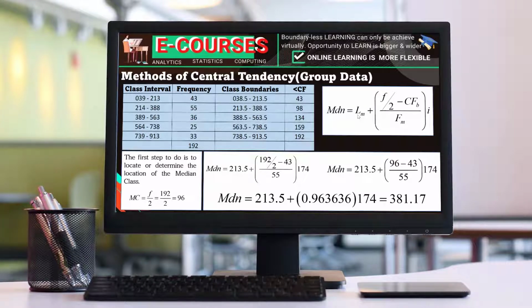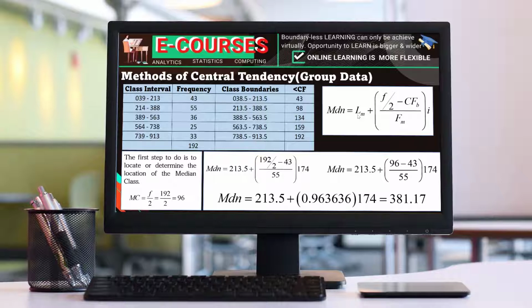Why 43? Because that is the cumulative frequency before the median class. The median class is 214 to 388, and its cumulative frequency is 98. The cumulative frequency before 98 is 43. The frequency of the median class is 55. Go to the second column for the frequency: the median class is 214 to 388, and its frequency is 55.